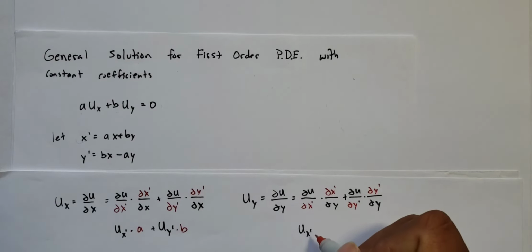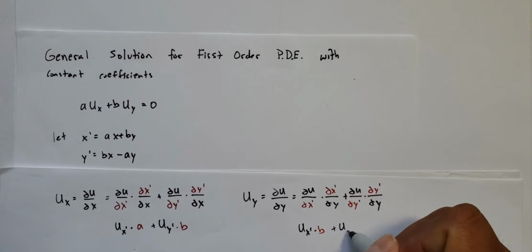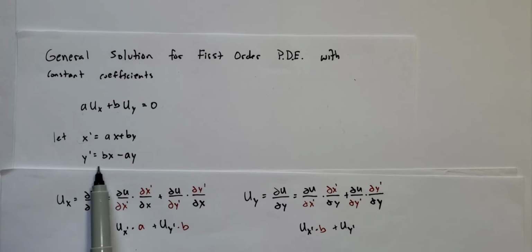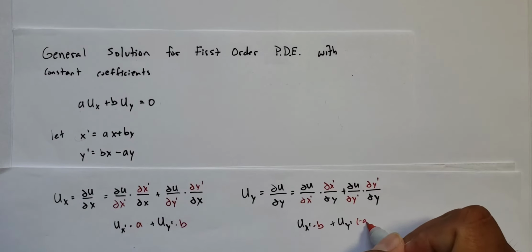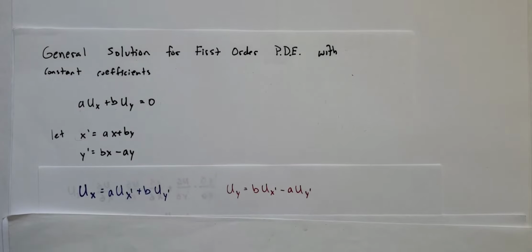It's going to be just b, so times b. And the next one we have, let's see, plus u of y prime. And then the derivative of y prime with respect to y, so that's just negative a. It's negative a. And what do we end up with at the end once we simplify some things? We end up with the following equations. We're left with those two equations.